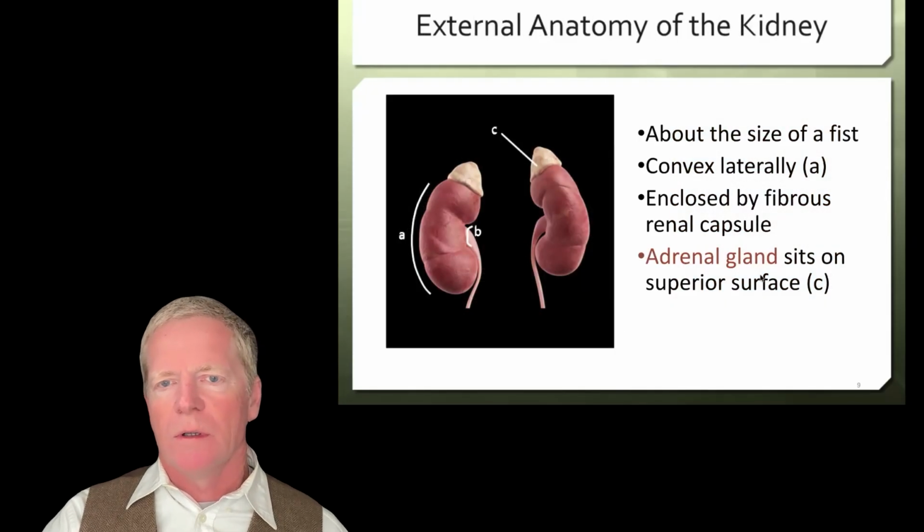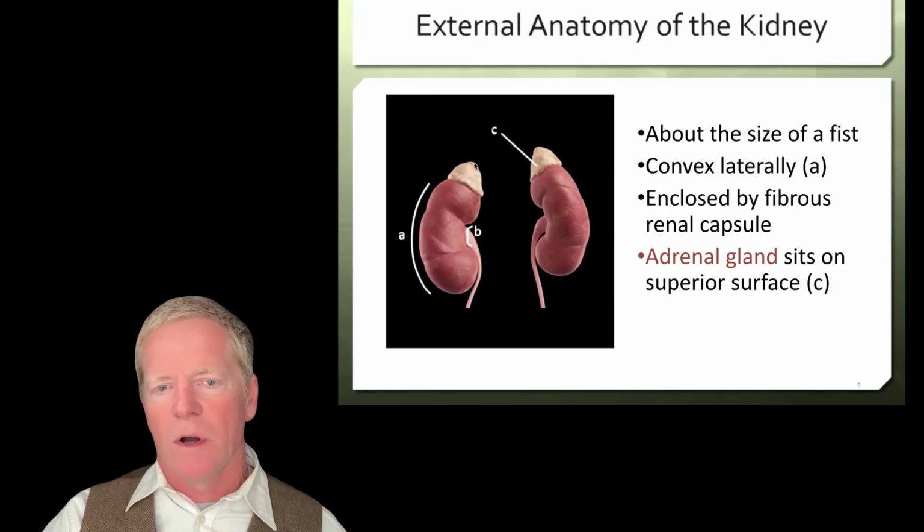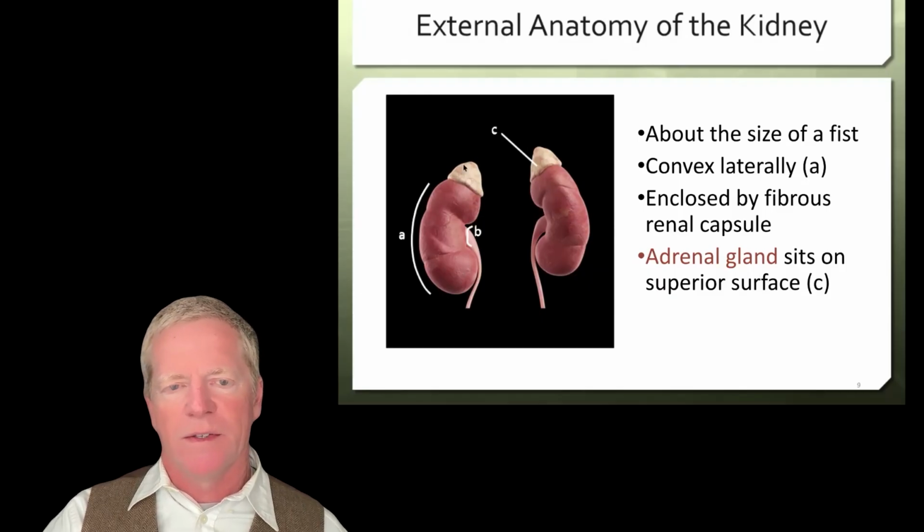The external anatomy of the kidneys: they look like convex bean-shaped structures. They're about the size of your fist. And on top, they contain an adrenal gland. This produces epinephrine and norepinephrine, sometimes called adrenaline, sitting there on top of the gland. And these hormones are part of the regulatory system that regulates blood pressure.